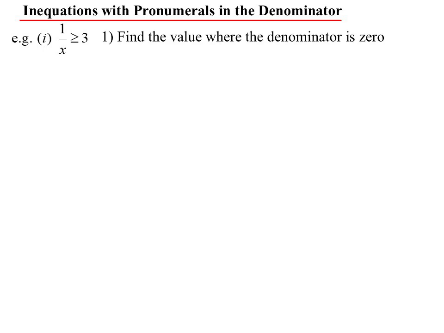This will locate the first critical point. So I know x can't equal 0. That cannot be a solution. But now I'll just solve it like an equation. So that idea of saying, don't solve the inequation, solve the equation. They're easier to solve. If I solve 1 over x equals 3, I get x equals 1/3. I now have my two critical points to investigate.